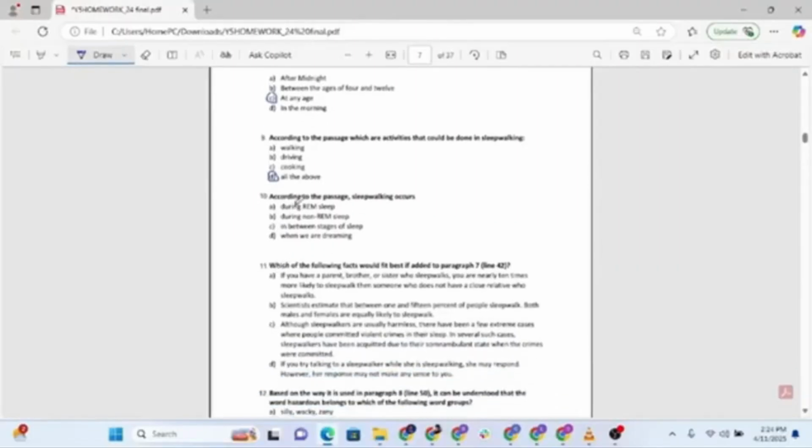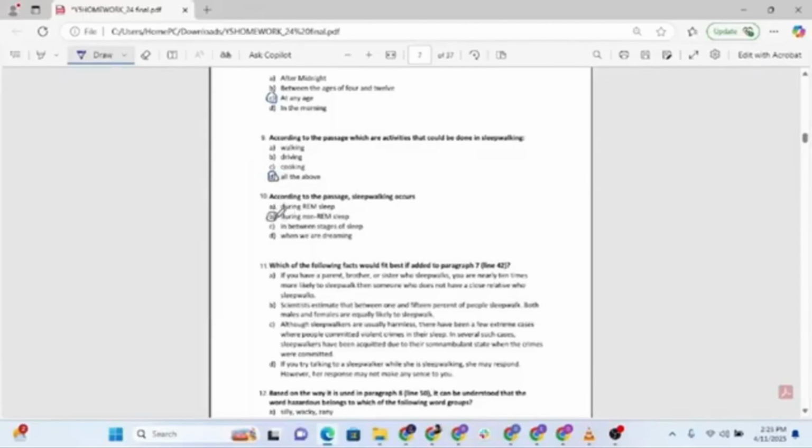Question 10. According to the passage, sleepwalking occurs during rapid eye movement sleep, during non-rapid eye movement sleep, in between stages of sleep, when we are dreaming. The correct answer is option B, during non-rapid eye movement sleep.